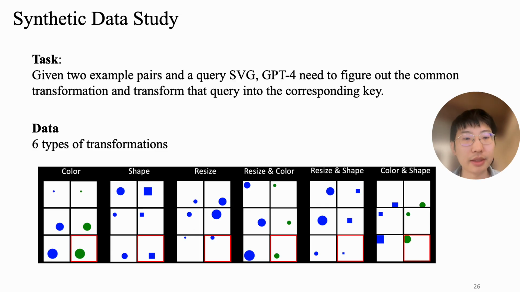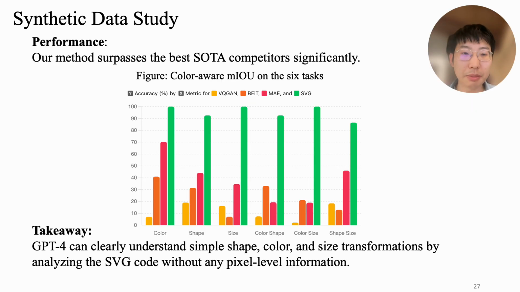To quantitatively study this behavior, we first conduct a synthetic data study where, given two example pairs and a query SVG, GPT-4 needs to figure out the common transformation and transform the query into the corresponding key, as you can see from the visualizations. Surprisingly, we found that GPT-4 with SVG representation shows near perfect performance compared to baselines with rasterized representation. Here we can conclude that GPT-4 can clearly understand simple shape, color, and size transformations and analyze the SVG code without any pixel-level information.